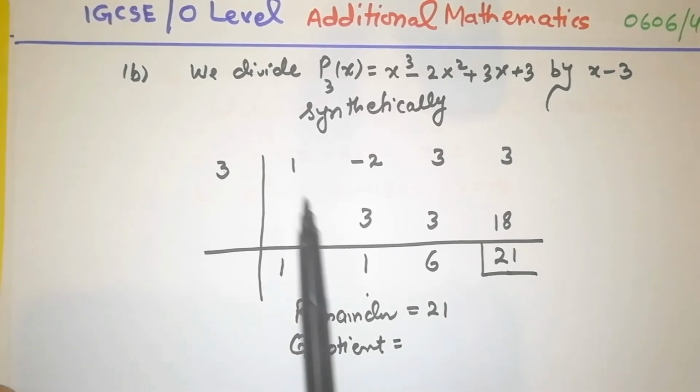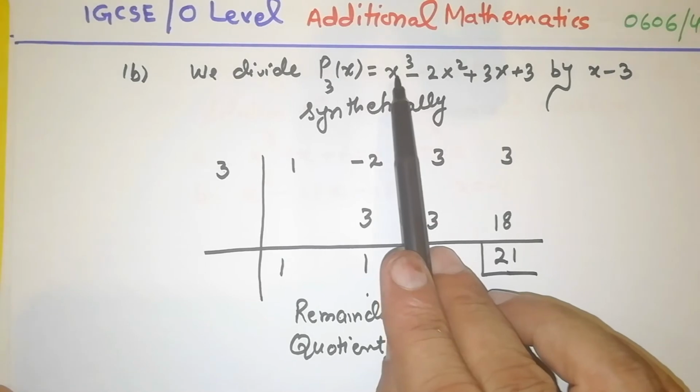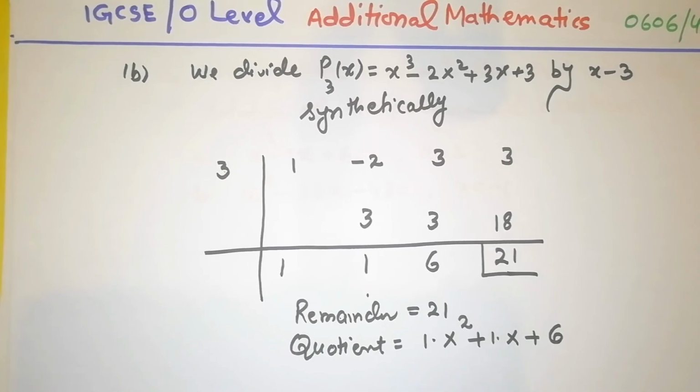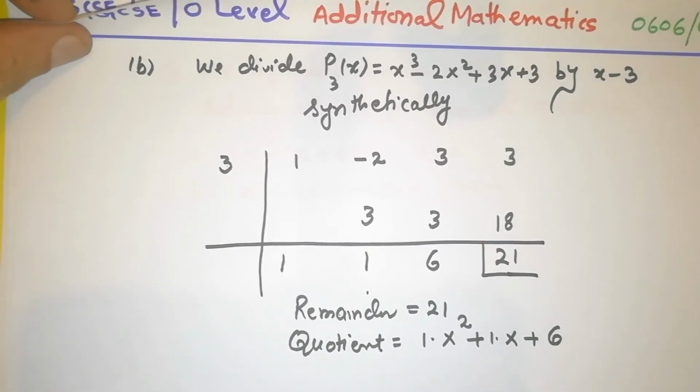Quotient. Students, as I said, this one is actually the coefficient of x cube, but when we write the quotient, this one is the coefficient of x square. We write x square plus 1 into x plus 6. Students, this is the synthetic division method. So students, we come to our next question.